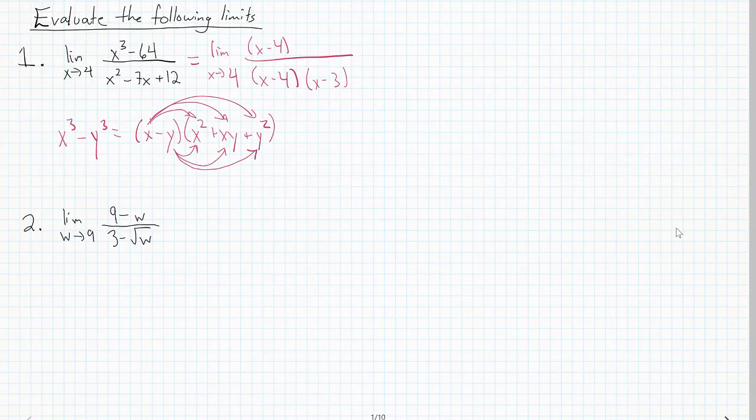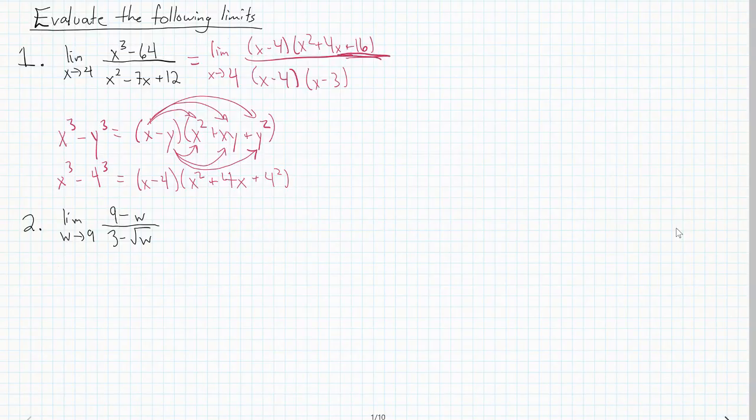So in our case, our y value is actually 4, because we have x cubed minus 64 is x cubed minus 4 cubed. So that should equal x minus 4, which is what we already have, times x squared plus 4x. I know I'm writing it in an opposite order. x times 4 is the same as 4 times x, and then plus 4 squared. So this is x squared plus 4x plus 16.